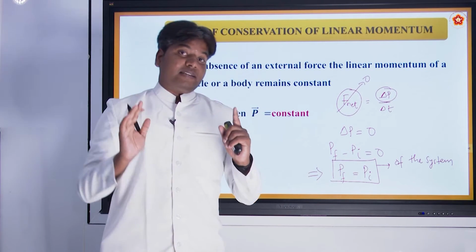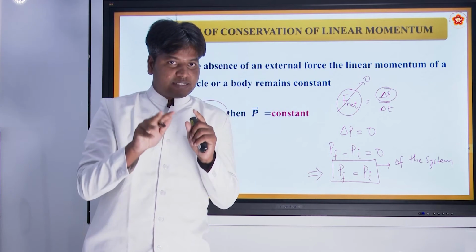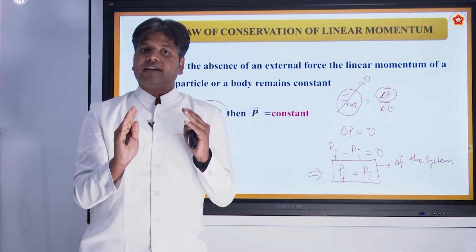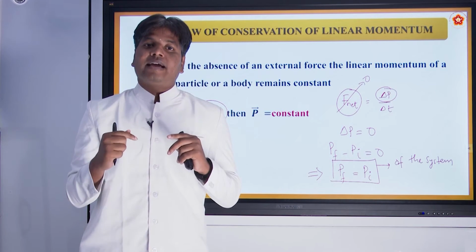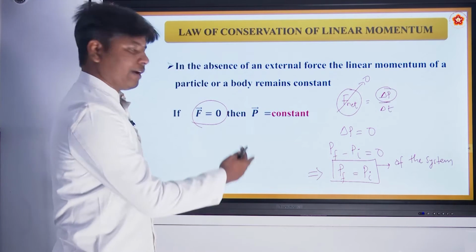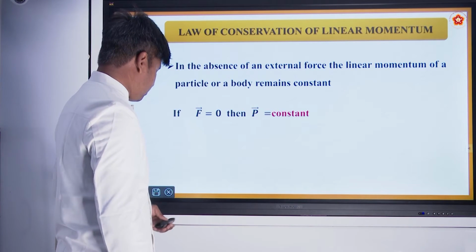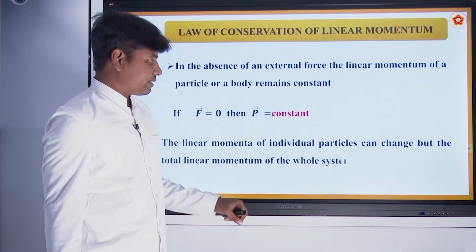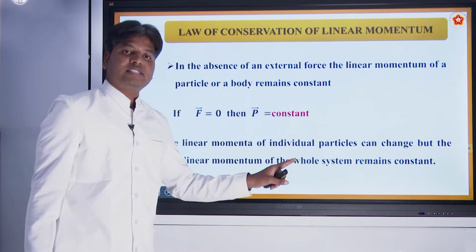There may be so many objects inside the system. Their individual momentums of the objects which are inside the system may change. Alright, individual objects' momentum may change, but the momentum of the system overall will remain constant under the absence of external force. Okay. I hope you have noted it down. If not, please pause here and note it down. So let us go further. The linear momentum of the individual particles can change, but the total linear momentum of the whole system remains constant.